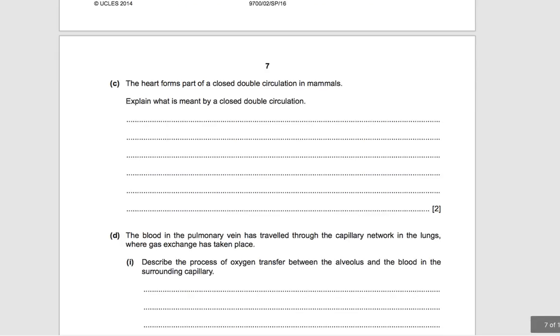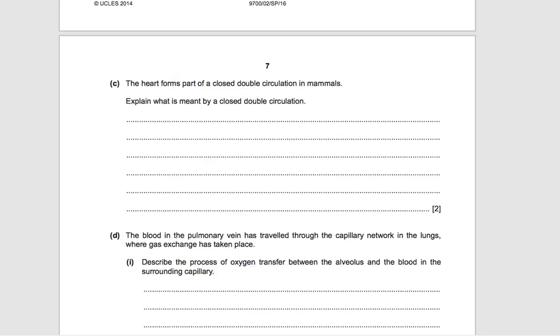The heart forms a part of a closed double circulation in mammals. Explain what is meant by closed double circulation. So closed just means that the blood is contained in the blood vessels, the arteries and the veins and the capillaries. And then double means that blood travels through the heart twice during one complete circuit. So there's the pulmonary circulation and the systemic circulation systems.